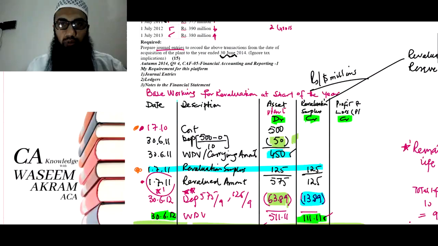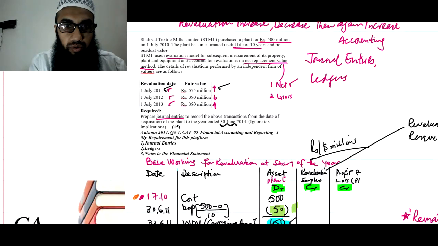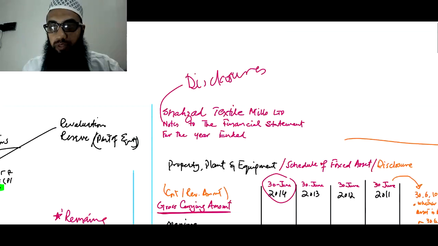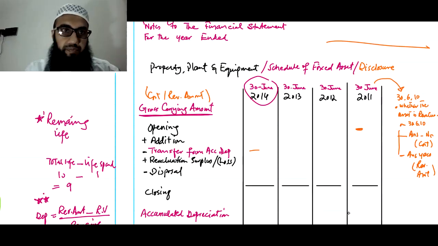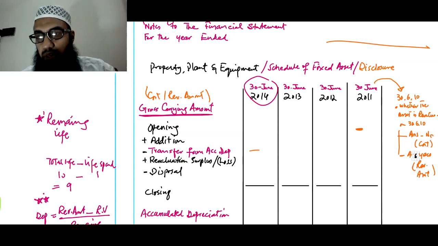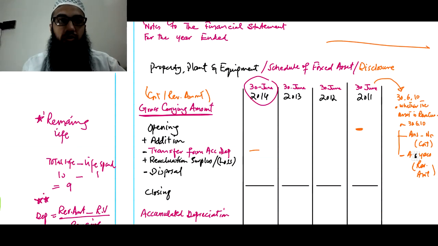Here is our question. On 30th June, here the asset was purchased on 1st July 10. On 30th June 10, it is nil. The asset was purchased on 1st July 10, not 30th June 10. So our opening is nil. Our opening is nil. Mera opening yahan par nil aa gaya. So ask yourself whether from 30th June 10 to 30th June 11, some assets were purchased. You can ask this from your question.